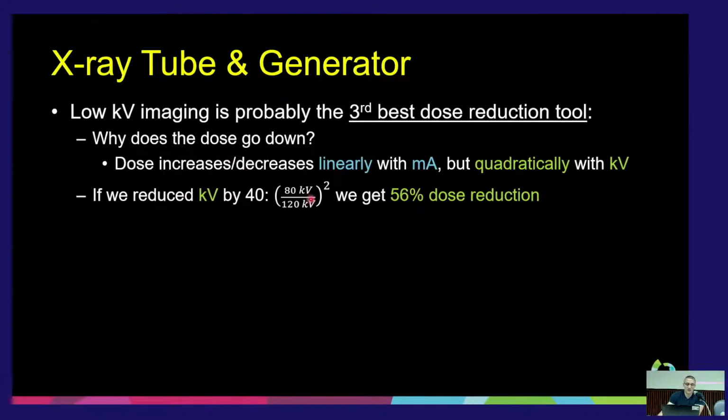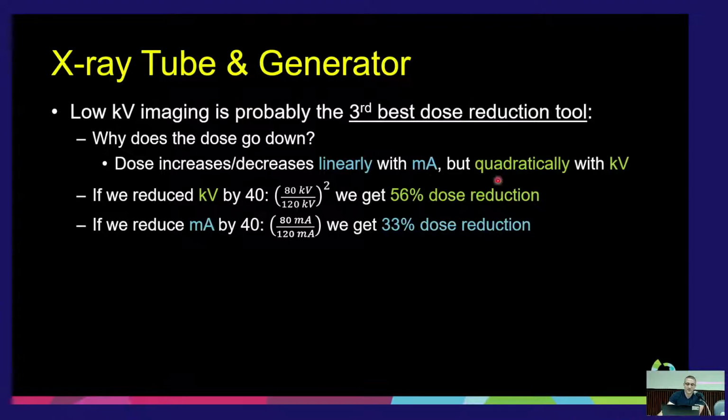Mathematically, that means if I'm going to go from 120 kV down to 80 kV, because it's quadratic, I'm squaring it. I take the ratio of that and square it. I'll get a 56% reduction. If I were to do something somewhat similar, say I reduce my mA from 120 to 80, because it's not quadratic, there's no square here, I would only get an actual 33% dose reduction.